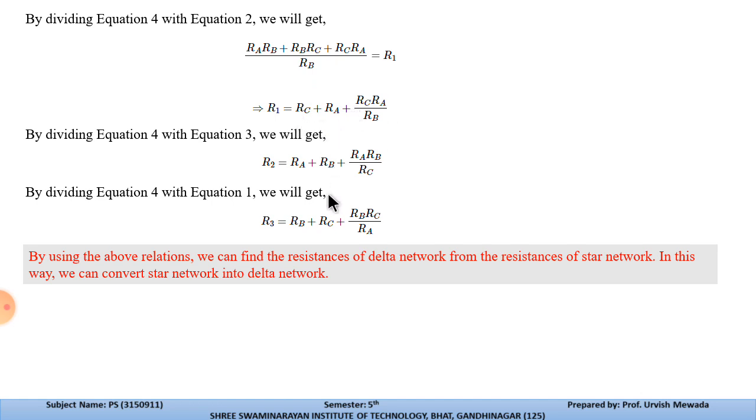So from these equations, which we already derived in lecture number 2, the transformation of star to delta and delta to star, we used those equations. By using this equation and relation, we can find the resistance of the delta network from the resistance of the star network. In this way we can convert the star network into the delta network.